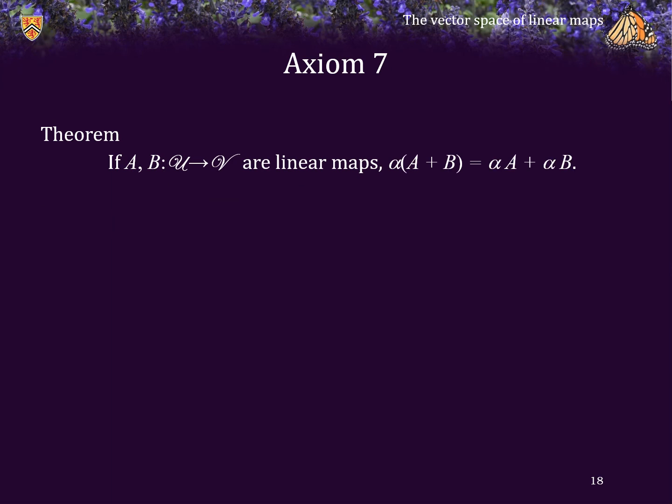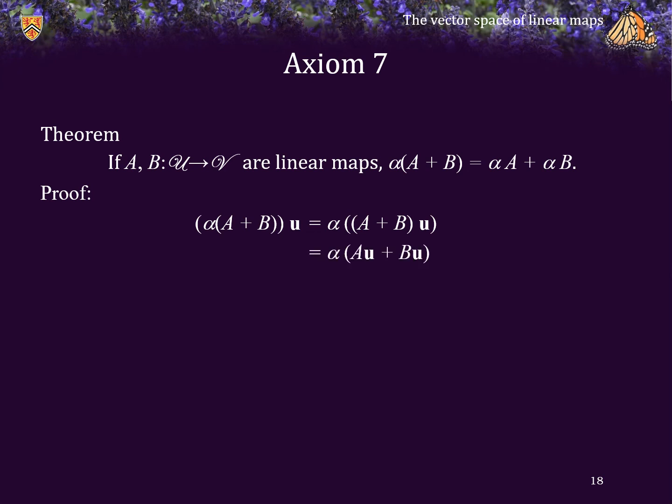Now, if A and B are linear maps, then for a scalar alpha, alpha times (A plus B) is equal to alpha A plus alpha B. That is, we want to show that scalar multiplication distributes over linear maps. Proof. Well, alpha times (A plus B) applied to a vector u is just alpha times (A plus B) applied to u. A plus B applied to u is just A applied to u plus B applied to u, all times alpha.